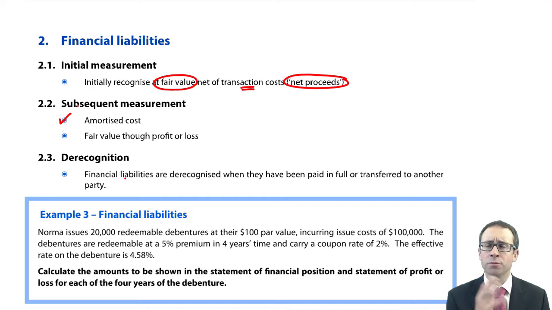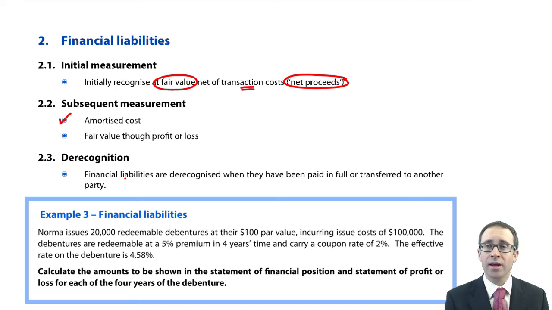Just be aware there are no rules in terms of the business model test and contractual cash flow test. That applies to financial assets only. Financial liabilities at amortized cost is the default treatment. There are specific circumstances where you could have a financial liability at fair value through profit or loss, but that would be some tradable financial liability that I'm not too concerned with at this point in time.